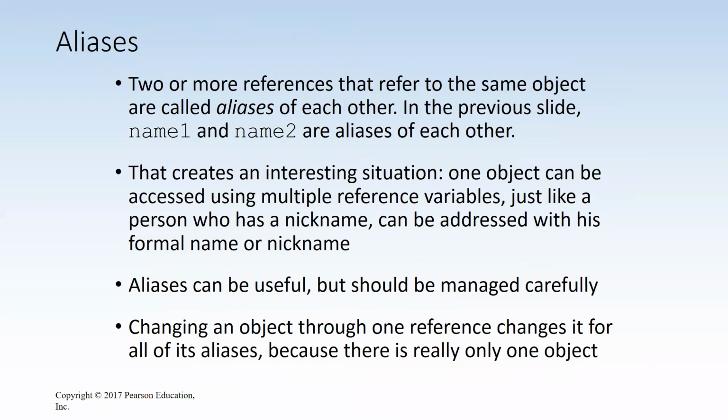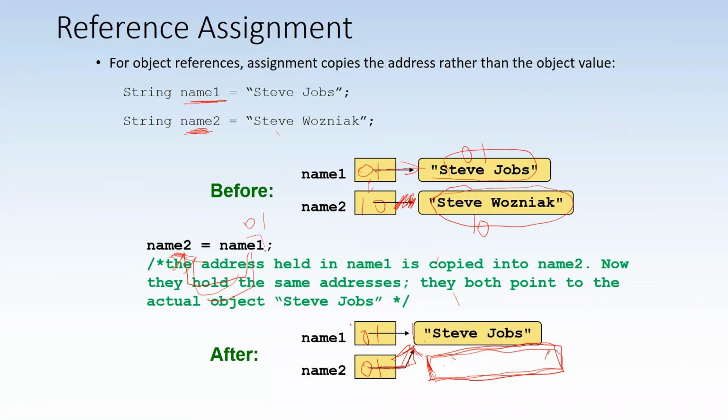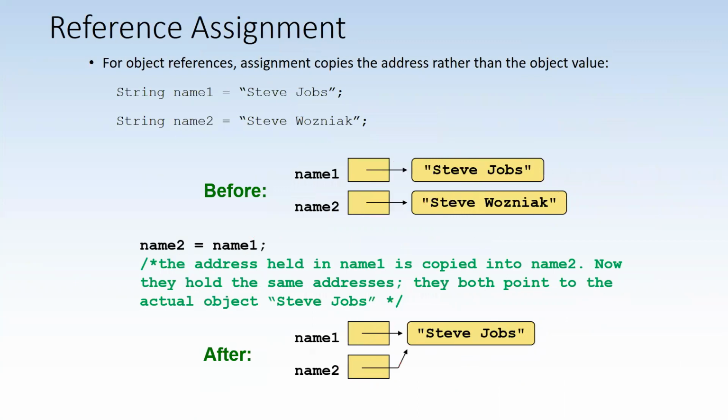Okay, so two or more references that refer to the same object are called aliases of each other. In the previous slide, name1 and name2 are aliases. That means they refer to the same thing, just like you have a formal name and sometimes you say, I would like to be called Heather. So you are Jesus and at the same time you are Heather. If I say Jesus, that's you. If I say Heather, that's you. That's the aliases, right?